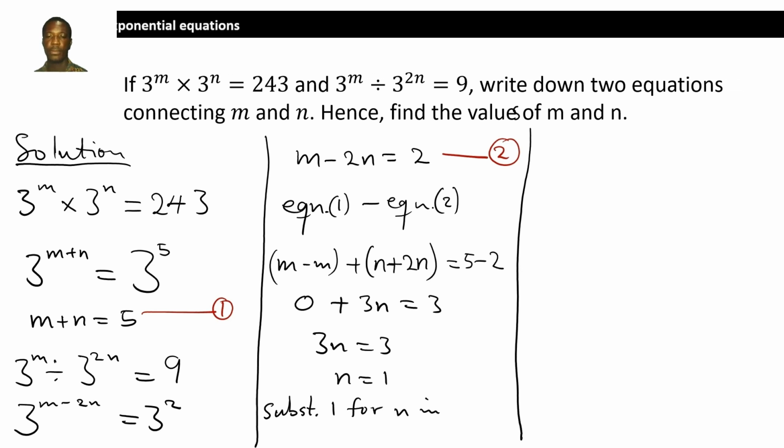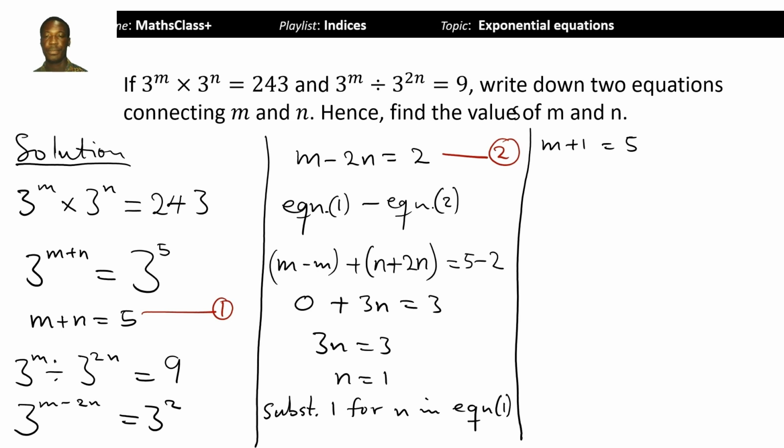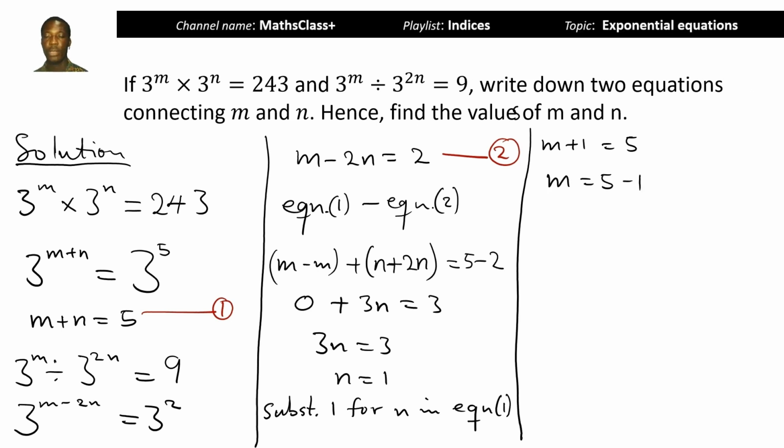in equation 1, and that will give me m plus 1 is equal to 5. So m is equal to 5 minus 1, m is equal to 4.